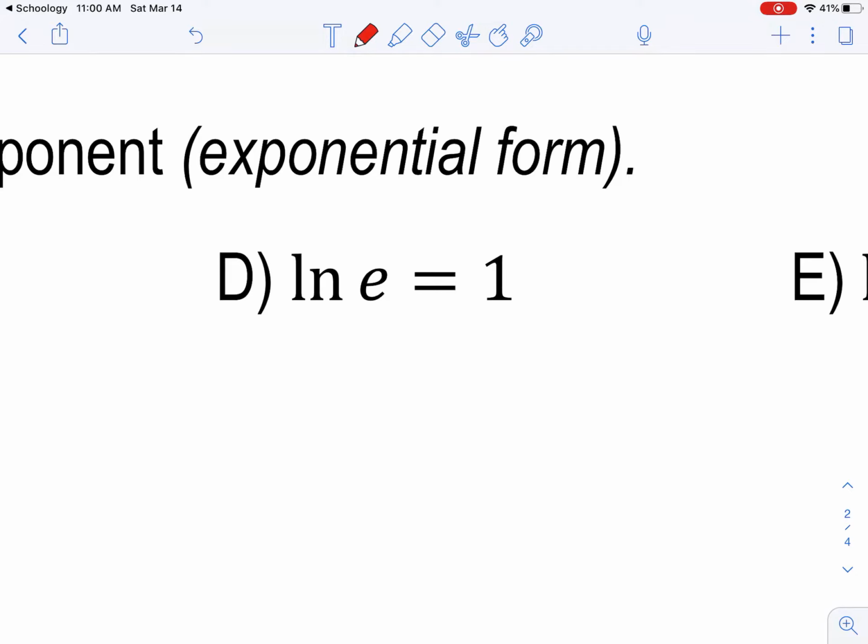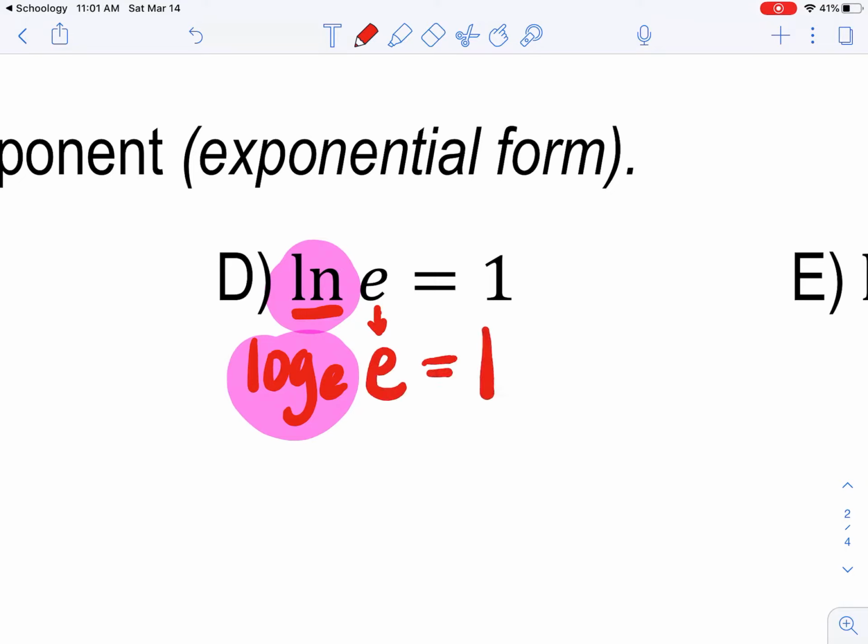If you had a chance to pause the video and try it on your own, this is what you should get. So if you rewrite this natural log as log base e, remember this and this are the same thing. You still have this e right here equals 1. So now if I wanted to rewrite this in exponential form, my base is e, my exponent is 1, equals my argument, which is e. So e to the first equals e. When I'm done, it still makes sense.